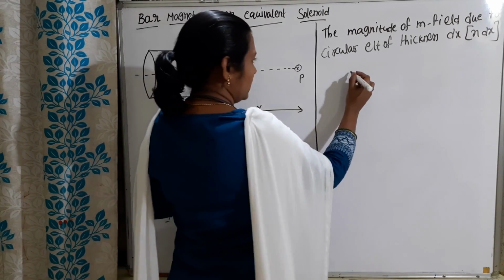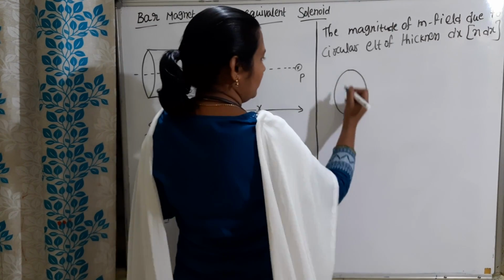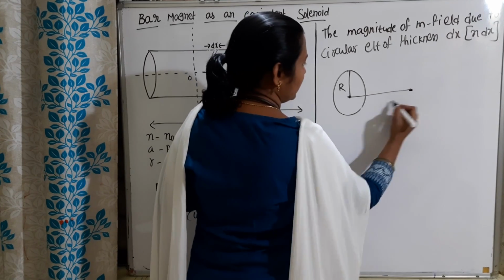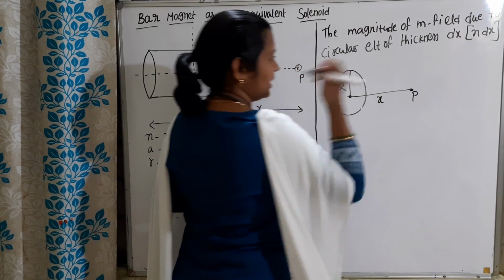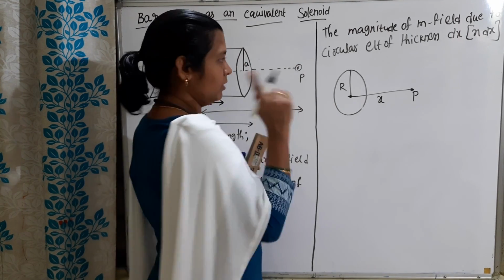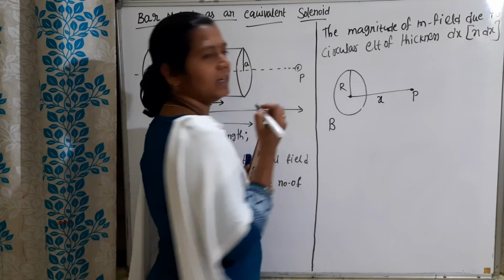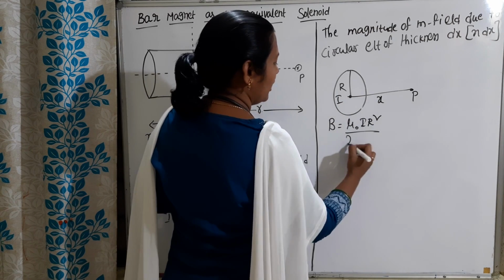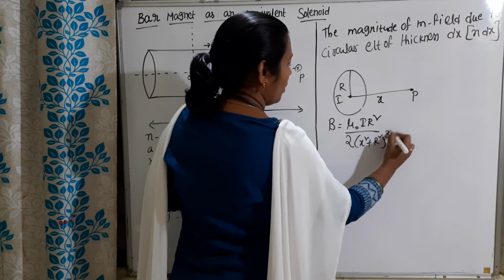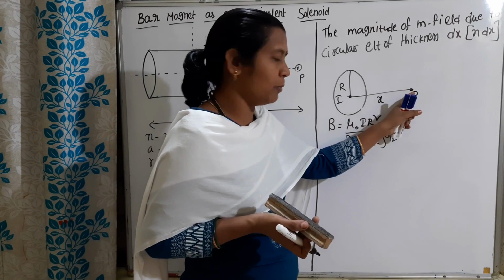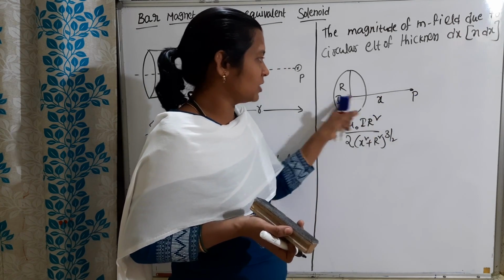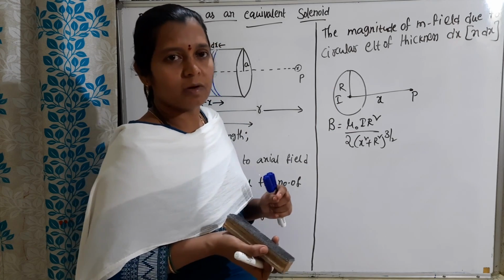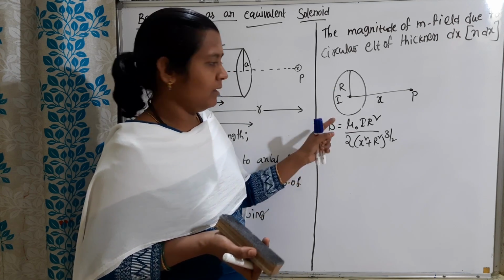So we know that for the case of a current loop having radius r, the center of the current loop and the axial field point are separated by a distance x. The axial field point is P. For this current carrying loop having one turn, the expression for the magnetic field is B is equal to mu naught I R square by 2 into (X square plus R square) whole power 3 by 2. This is the expression for the magnetic field at point P, at a distance X from the center of the loop whose radius is r, and it contains only one turn. In that case we calculated this magnetic field.